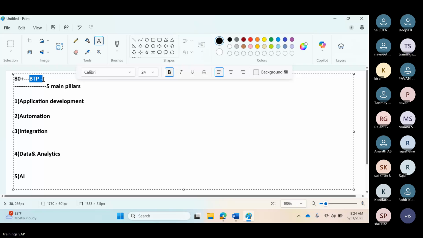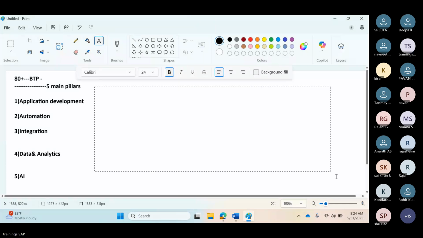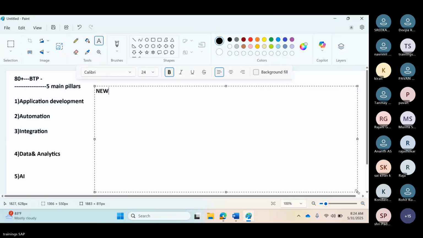You have everything available: tools, services, applications, databases, intelligent services, everything under one umbrella. So that's why it is a benefit for the new customers, and also for the existing customers. Sir, how will this benefit the new customers and existing customers here, right?